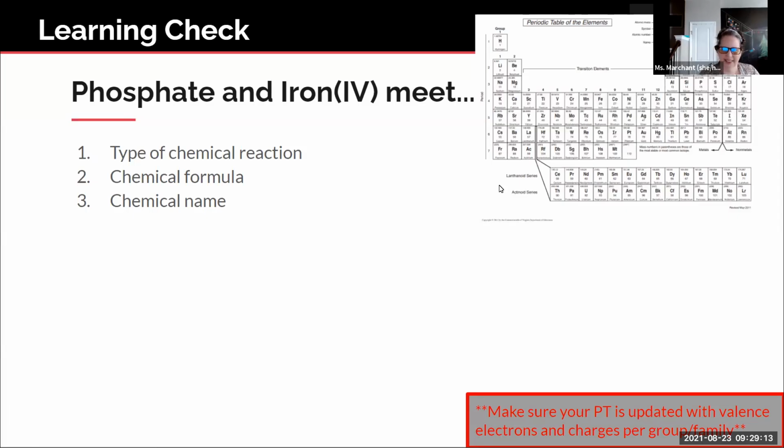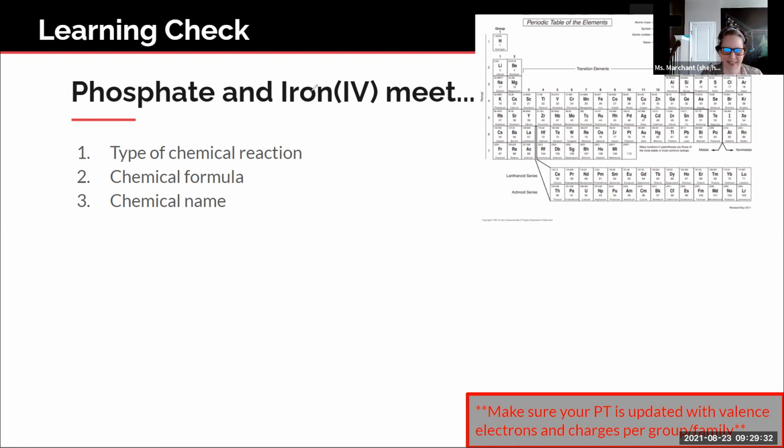Hello. So here's a quick learning check. We're going to have phosphate and iron 4 meet. You're going to tell me what type of chemical reaction it is and why, what the chemical formula is, and what the chemical name is. So go ahead and hit pause.